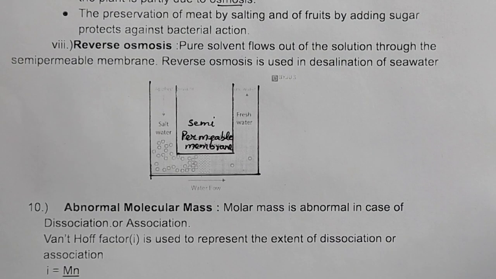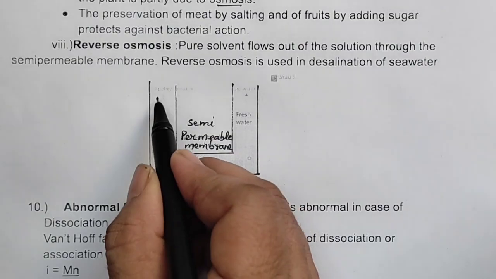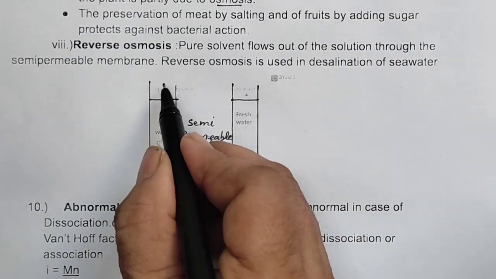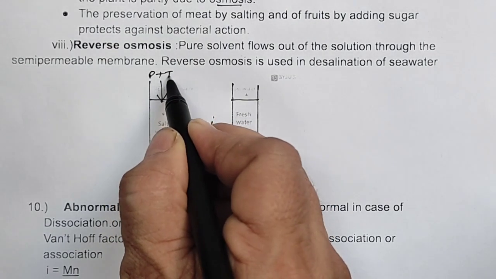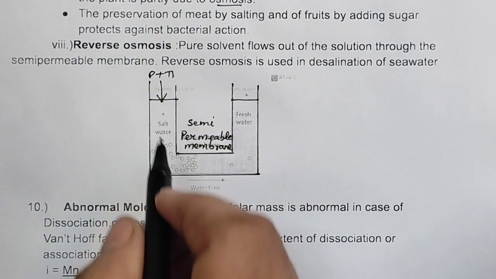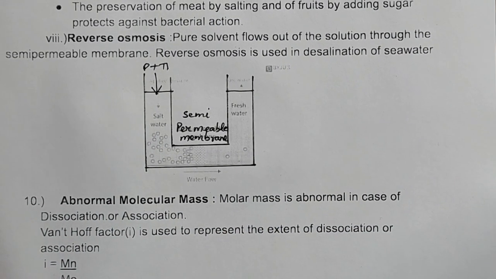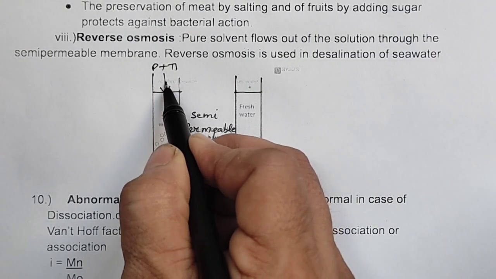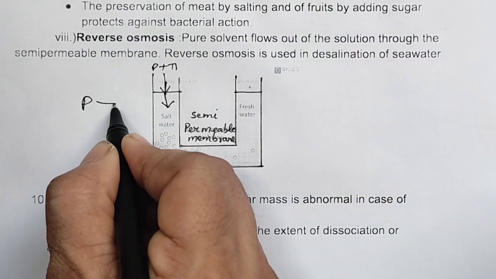Next thing is, children, reverse osmosis. Now reverse osmosis is like, earlier I told you what is osmotic pressure. Initially they were at the same level, and if I apply more pressure here, that is the atmospheric pressure plus extra pressure, that is osmotic pressure, the process of osmosis stops. That is osmotic pressure. But now suppose I apply pressure here greater than the osmotic pressure.